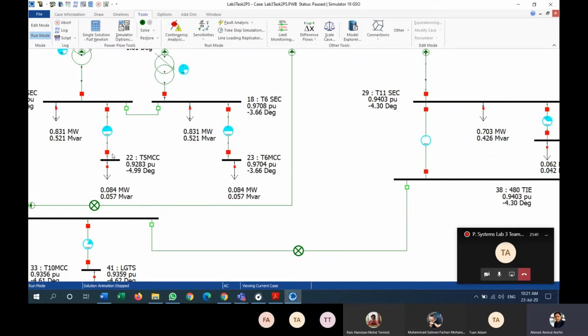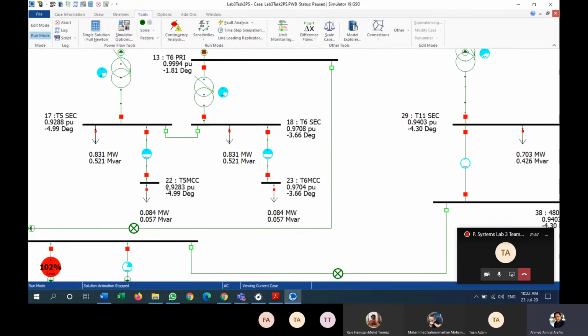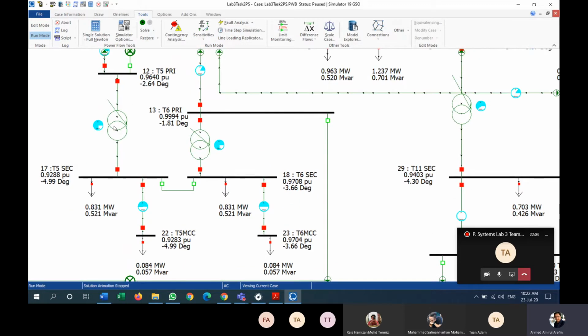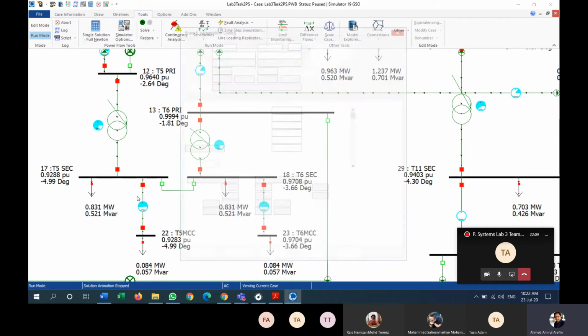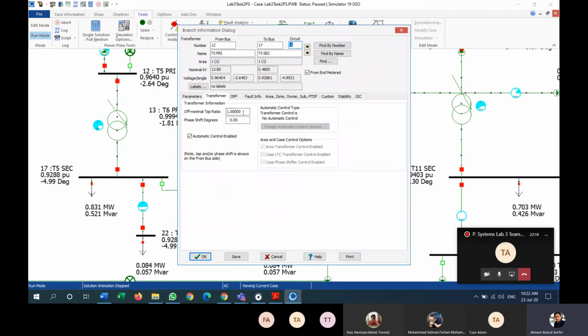The last one is the transformer tapping ratio. Now let's see, this bus number 22 has the value 0.9283. Now I am changing the transformer tapping ratio. I double click the transformer. So this is the tap ratio.